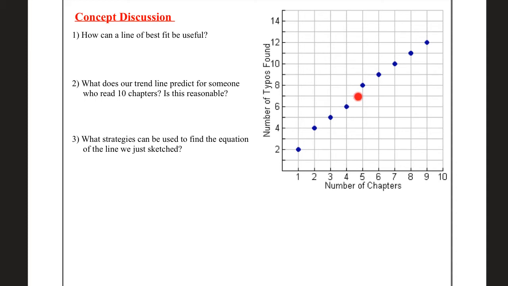Maybe sometimes you want to know something in the middle that, once again, you don't have a value for. You can use that trend line to give you an idea. So based on this example here, it's a pretty fair guess to say, hey, if you were to write 10 chapters, there'd probably be around 13 typos.